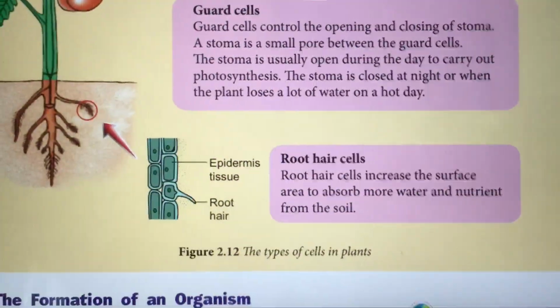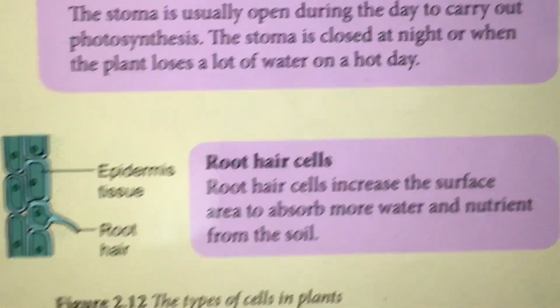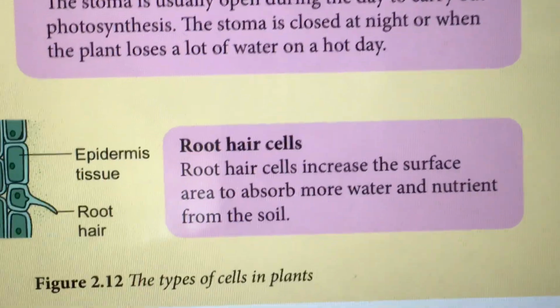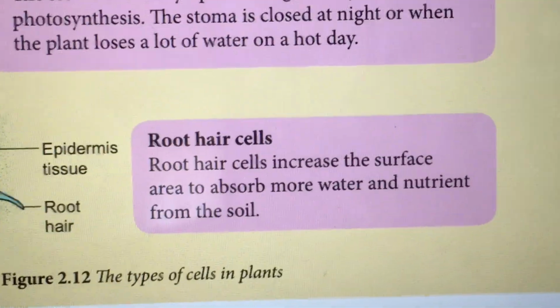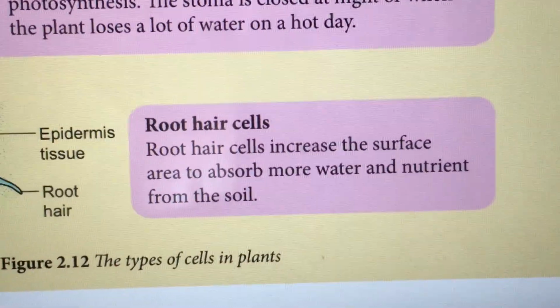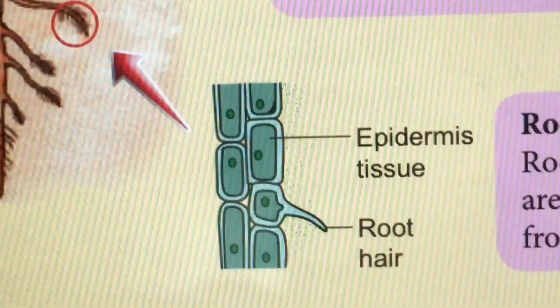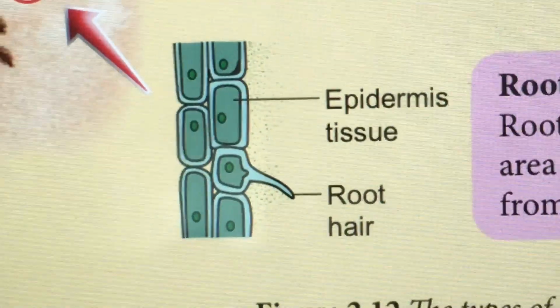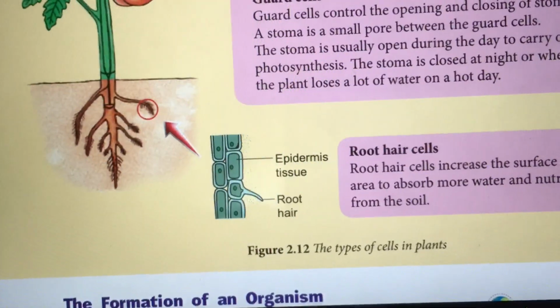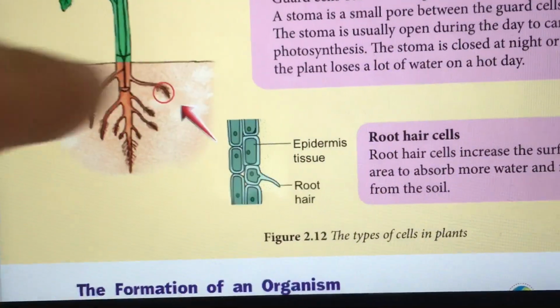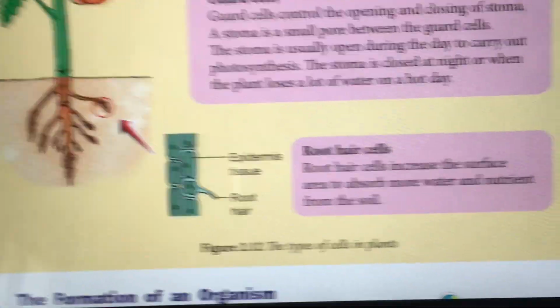Alright. And last but not least, we have root hair cells. Kita ada sel rambut akar. Okay, right here. Their function is to increase the surface area to absorb more water and nutrient from the soil. Okay, sebab kenapa sel ini dia ada macam berambut tu adalah untuk meningkatkan area. What is area? Yang meningkatkan luas permukaan sel supaya lebih banyak menyerap air.